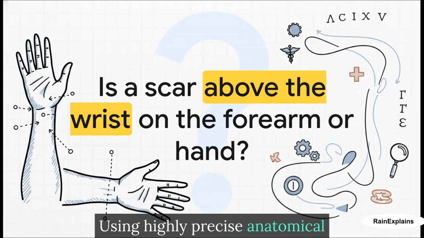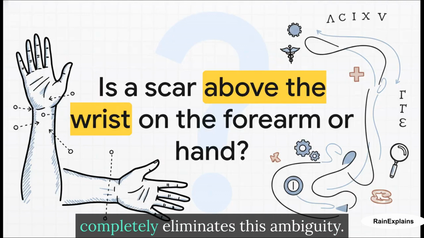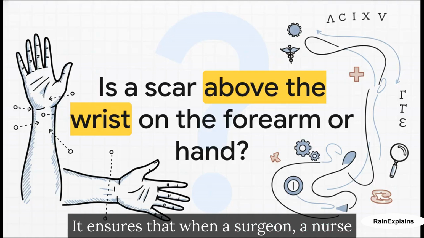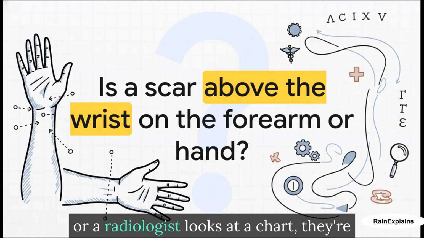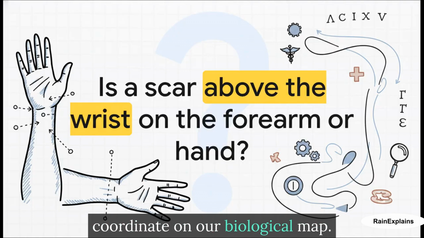Using highly precise anatomical terminology, most of which comes from ancient Greek and Latin, by the way, completely eliminates this ambiguity. It ensures that when a surgeon, a nurse, or a radiologist looks at a chart, they are all zooming in on the exact same coordinate on our biological map.